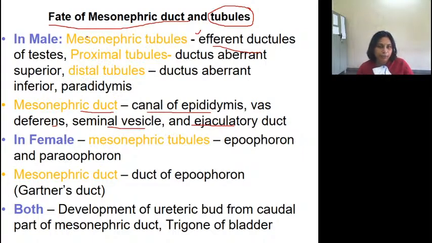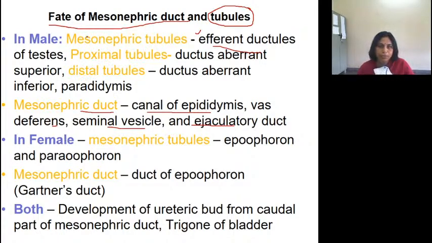So this you have to remember and form notes for this. You know that the mesonephric duct develops from the mesonephros, the mesonephric ridge, and then the mesonephric tubules, and these mesonephric tubules join to form the mesonephric duct. So what is the other name for the mesonephric duct? It is the Wolffian duct.